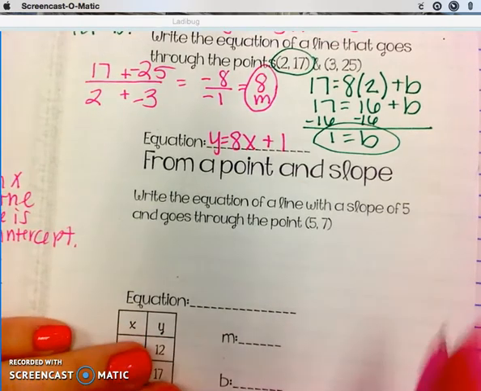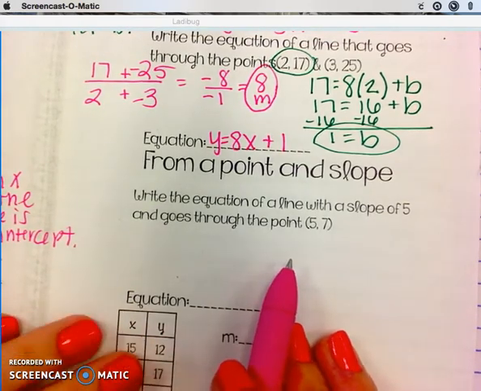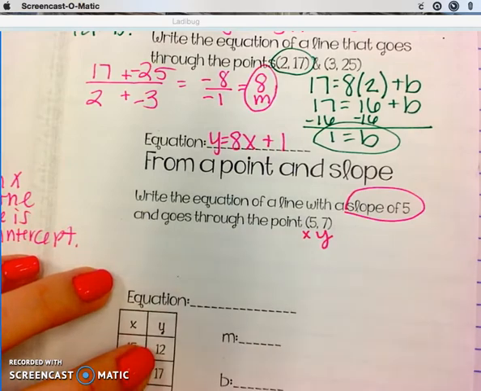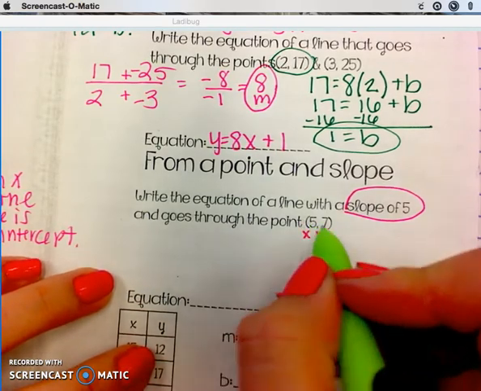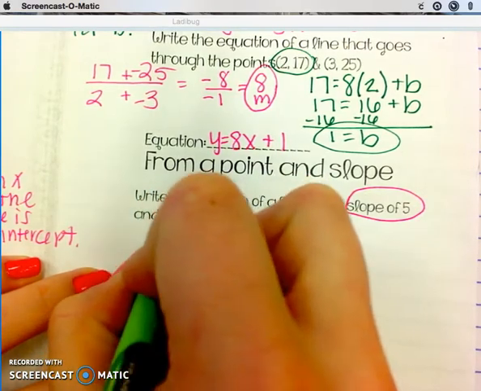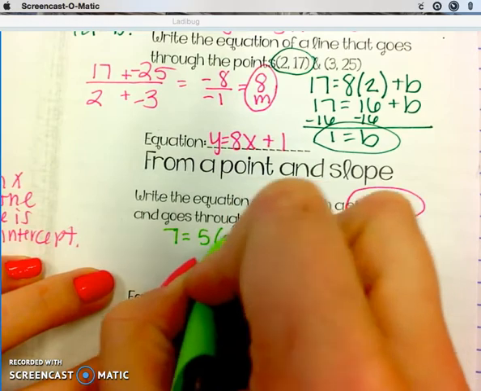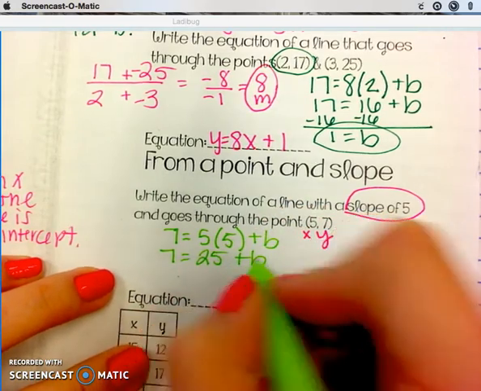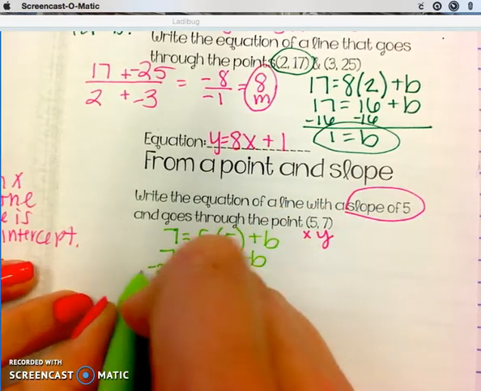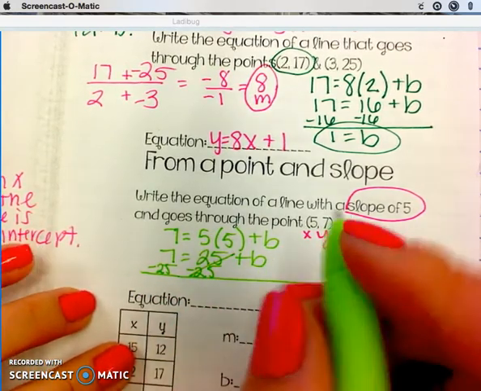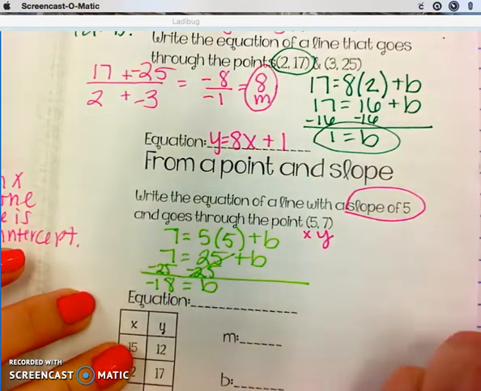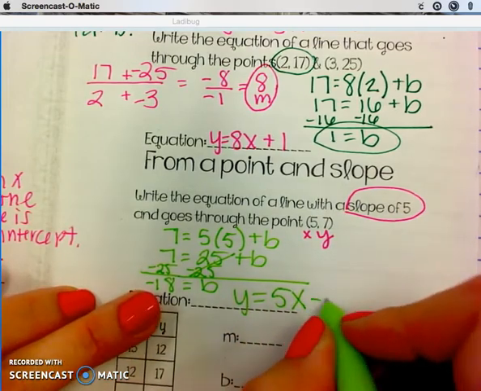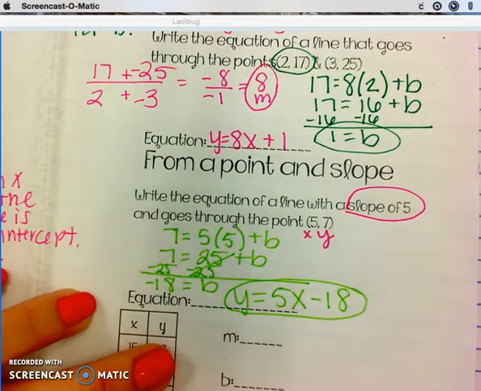This next section is writing the equation from a point and slope. Well, I've already been given the slope, and I'm given my x and y. All I have to do is solve for the intercept. So I'm going to plug in y is 7 equals m is 5, and x is also 5, plus b. 25, and I'm subtracting 25 from both sides. I'm left with -18 equals b. So y equals my slope of 5x, and it's a negative 18, so minus 18.